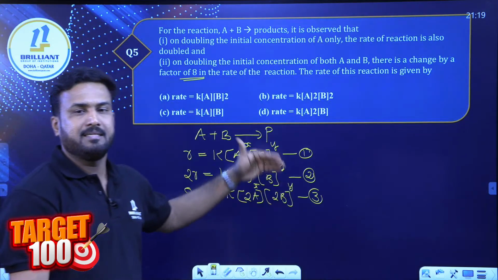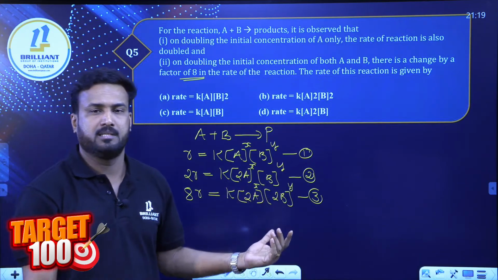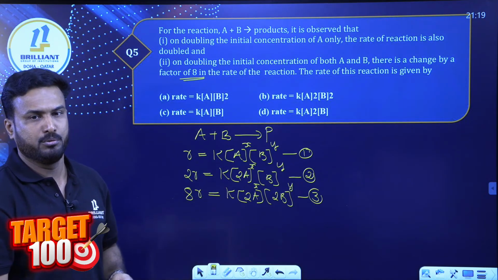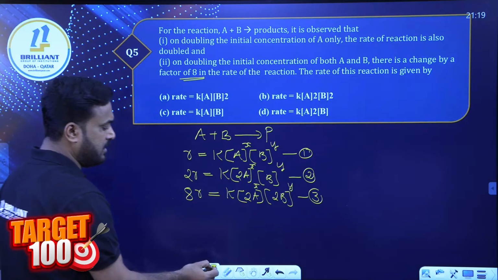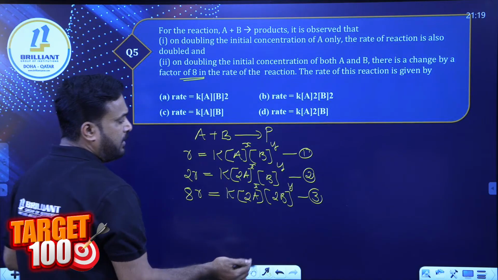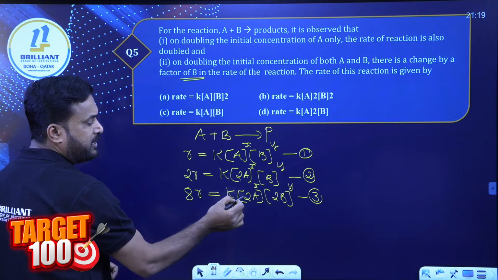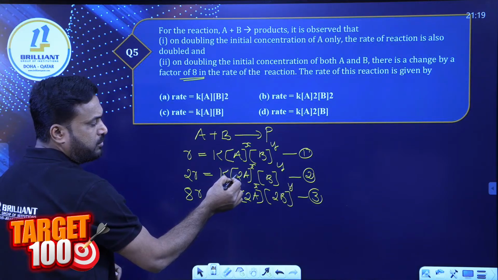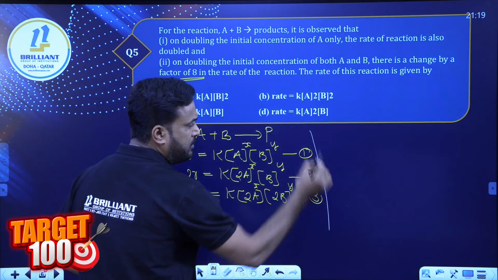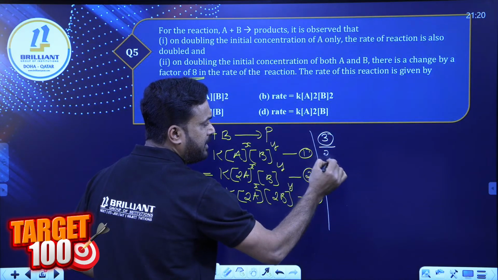By equating these three equations, you will be able to find the value of X and Y. That is what we are going to do. So now we have three equations. See how we will be equating them. If you divide equation number 3 by equation number 2, we will get the value of Y.